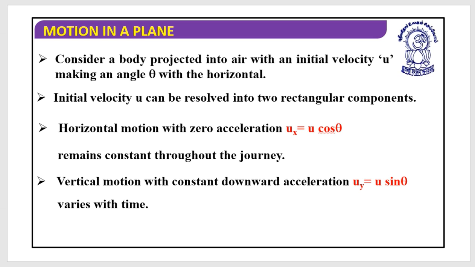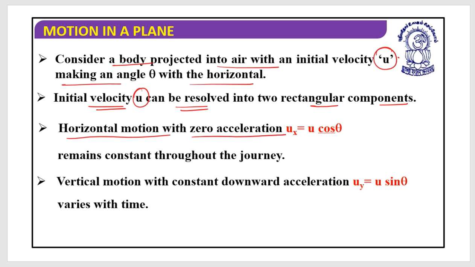Let's summarize whatever we have discussed up till now. Consider a body projected into air with an initial velocity u while making an angle theta with the horizontal. We are going to resolve this vector u into two of its rectangular components. Horizontal motion with zero acceleration: this is very important. My horizontal motion has no acceleration, and that velocity ux equals u cos theta remains constant throughout the journey.